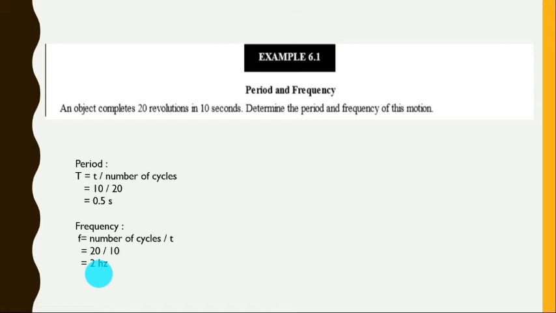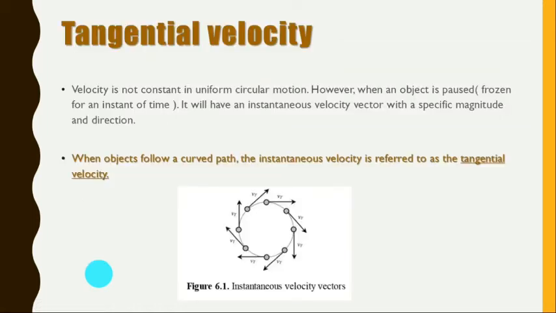Okay? Good. Now, we want to talk about velocity. Now, velocity in circular motion, what do we call it? Tangential velocity. I don't come and ask you find the velocity for the object in circular motion. No, I will say find tangential velocity. Velocity is constant in uniform circular motion. However, when an object is paused, frozen for an instant of time, it will have an instantaneous velocity vector with a specific magnitude and direction.